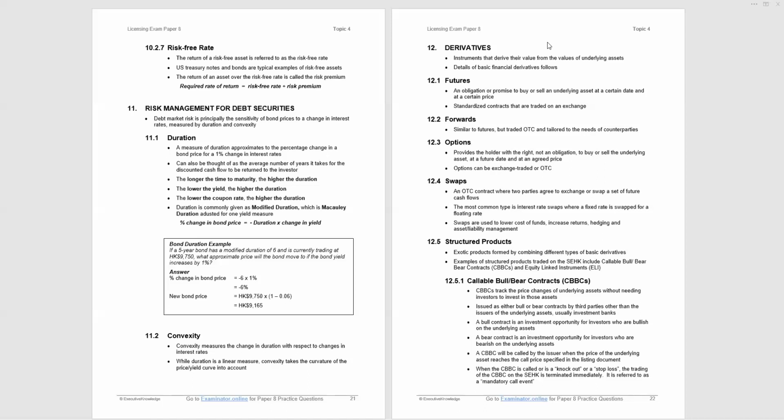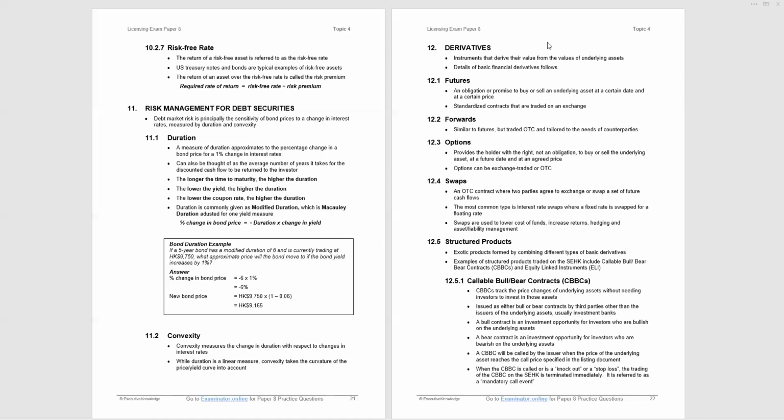Let's move on to derivatives, section 12. And not surprisingly, derivatives are instruments that derive their value from underlying assets. And there are different forms of derivatives. Futures, which are standardized forward contracts that are exchange traded. Forwards, similar to futures, but they are tailored to the needs of the counterparties and trading over-the-counter, OTC.